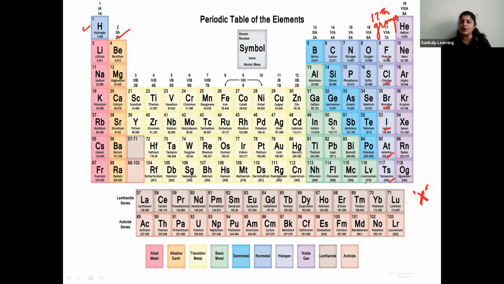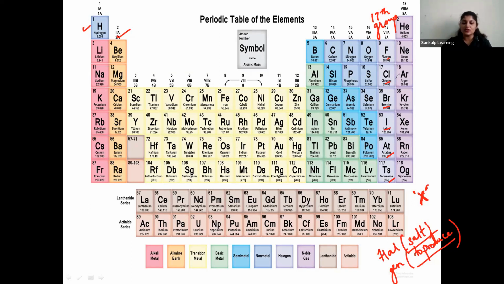Halogen means what? Hal means salt, and gen means to produce. So halogens are salt producing. They produce salt when they react with metals. Halogens exist in all three forms: solid, liquid, and gas.